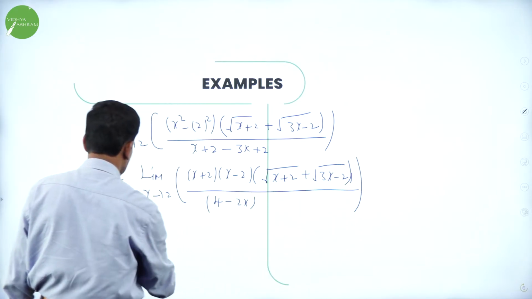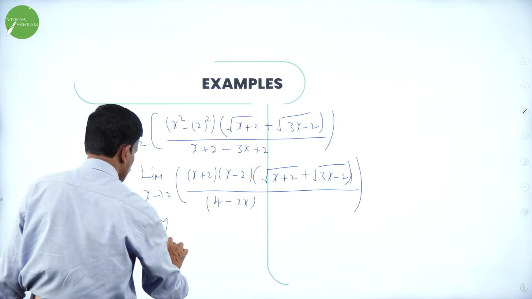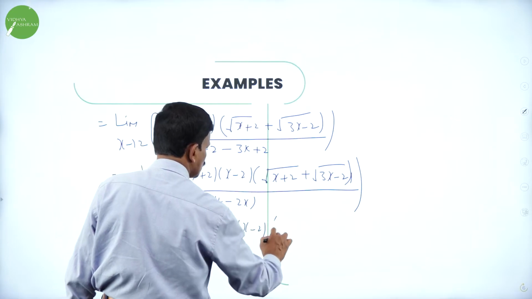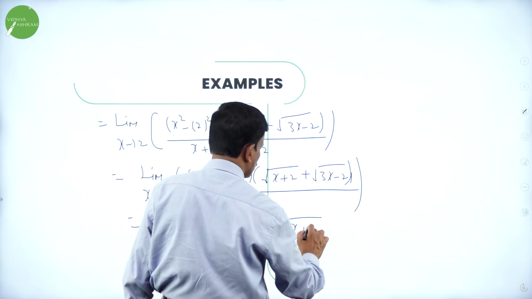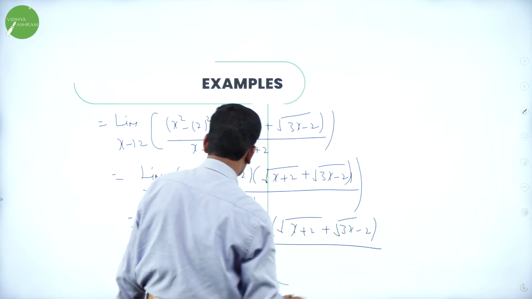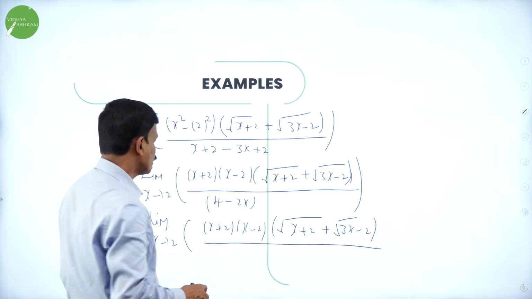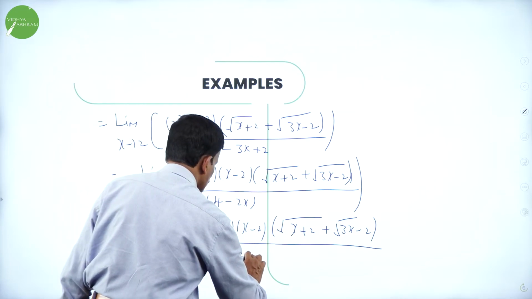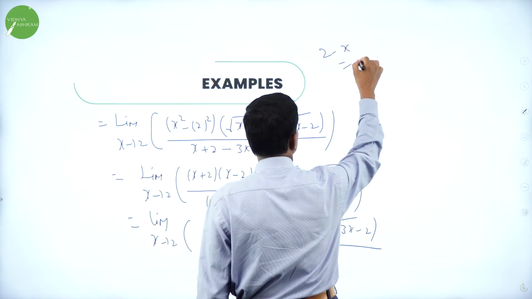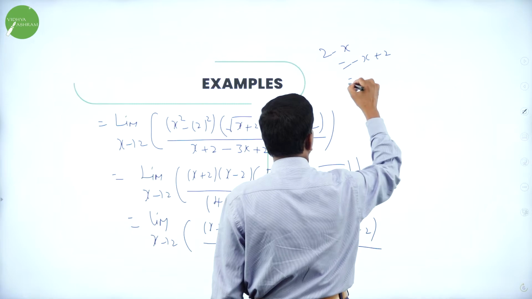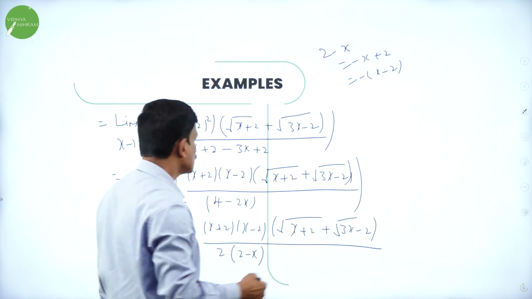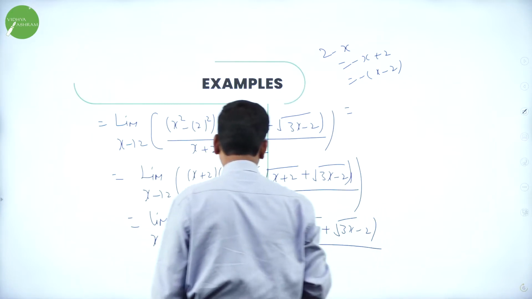Now this can also be written as limit x tends to 2 of, in the numerator x plus 2 into x minus 2, and this term is same, root of x plus 2 plus root of 3x minus 2, whole divided by, in the denominator, you can take 2 common factor out, what is left is 2 minus x. So this 2 minus x can also be written as minus x plus 2 or minus of x minus 2. So this will get cancelled.